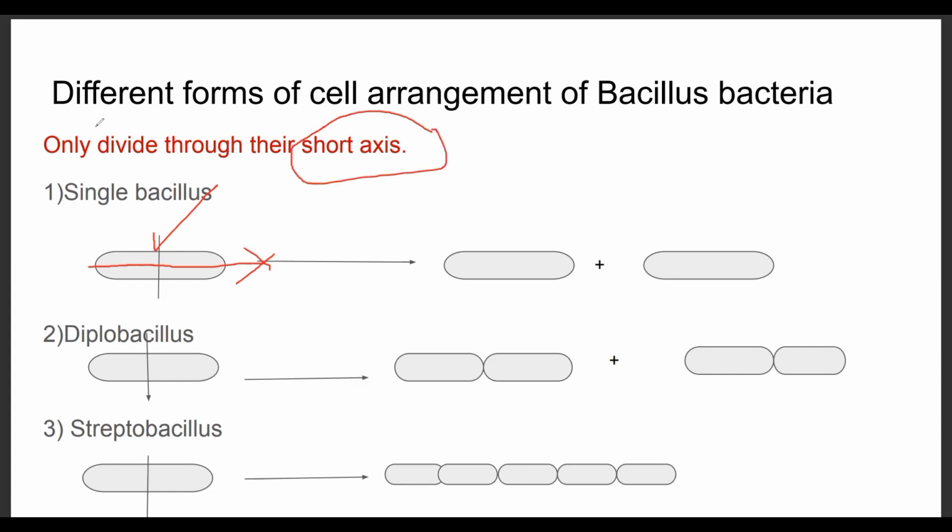So when cells divide through their short axis and those two cells detach from each other, they are called single bacillus. When they remain attached in pairs, they are called diplobacillus. When they form a chain, it's called streptobacillus. Streptobacillus means there are 3 or more than that, right?